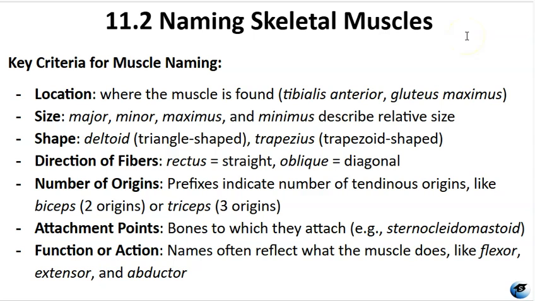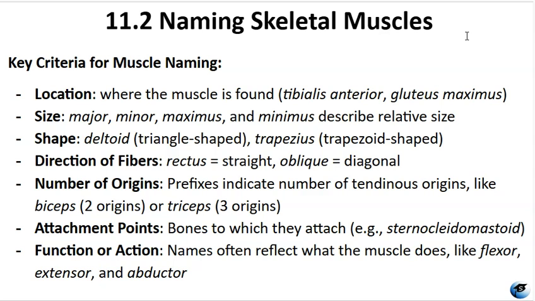Size is another factor with terms like major, minor, maximus, and minimus, and this indicates the relative size of the muscle. The shape of a muscle can also influence its name. For example, the deltoid is named for its triangular shape, and the trapezius is named for its trapezoid shape. The direction of the muscle fibers provides additional information with terms like rectus, meaning straight, and oblique, referring to diagonal fibers. Muscles may also be named based on the number of origins that they have.